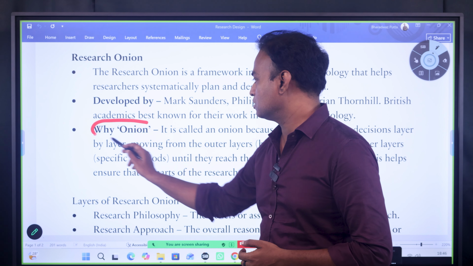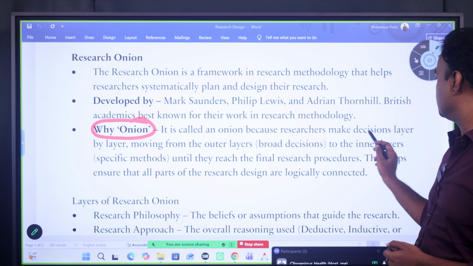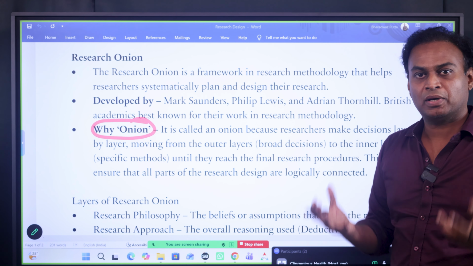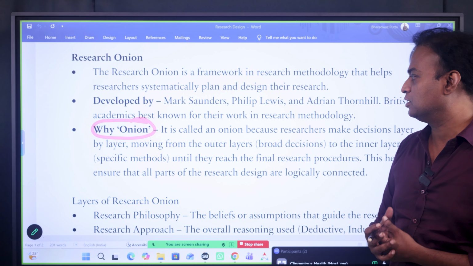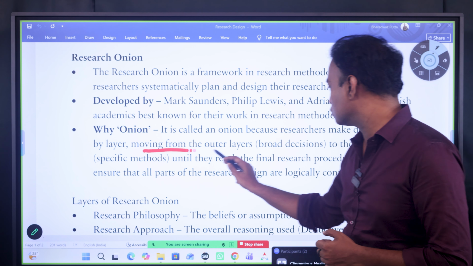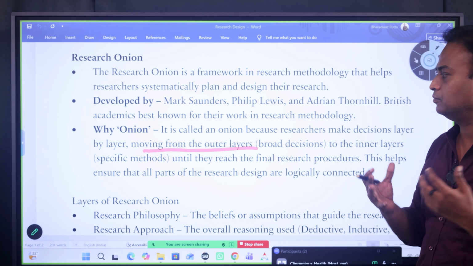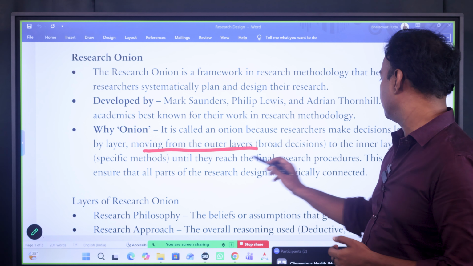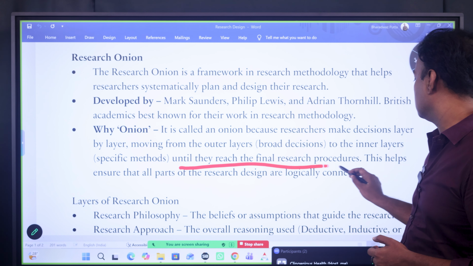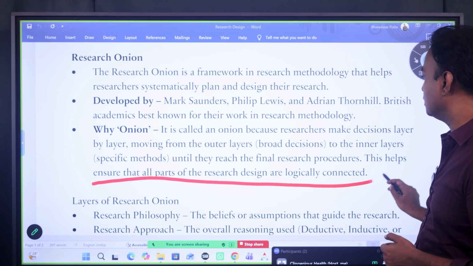So why the research onion? What is the need for it? It is called a research onion because research makes decisions layer by layer. You have to remove the upper layers of the onion so that you can go deeper inside. In the same way, research has to be designed in layers, moving from the outermost layers with broad decisions, first broad, and then narrow or specific, to the inner layers with more specific methods, until they reach the final research procedures. This helps ensure that all the parts of the research design are logically connected.